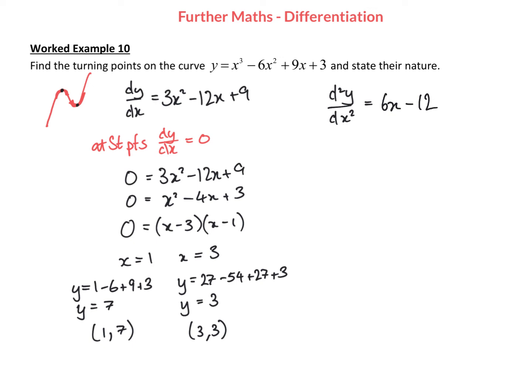So what about our two stationary points? Well, the first stationary point, I know x is 1. Well, what's our second differential, d squared y by dx squared? Well, 6 ones are 6, minus 12 is minus 6. That's a negative value, which implies an unhappy face, and that's a maximum.